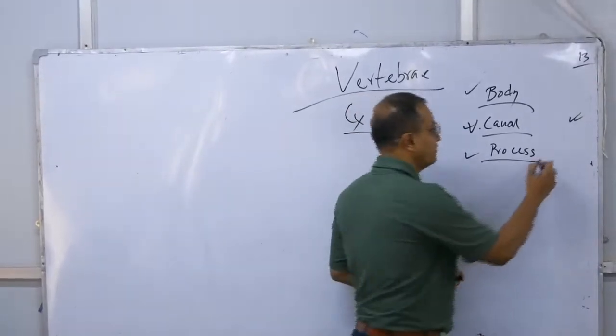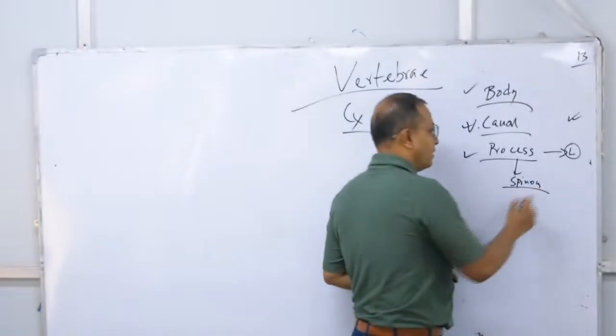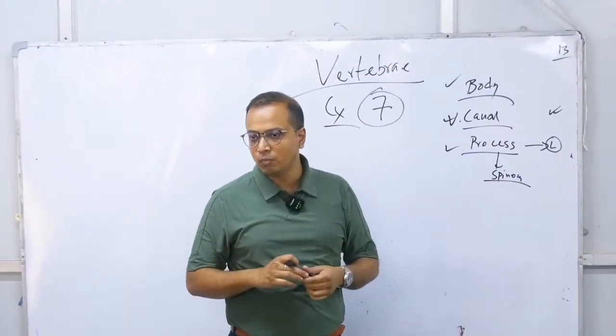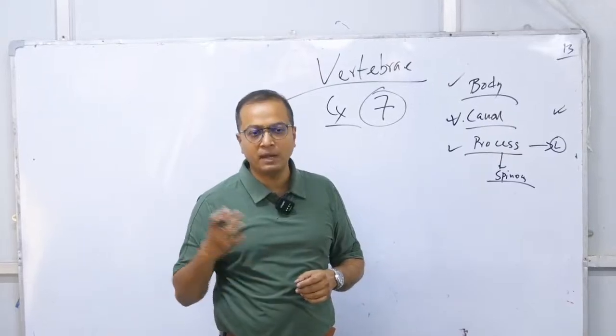So the process, if it is directed laterally, we call it a lateral process. If it is directed on the back side, we call it a spinous process. Now, to join this particular process with the vertebra, we need some bridging bones. We call them lamina or pedicle.